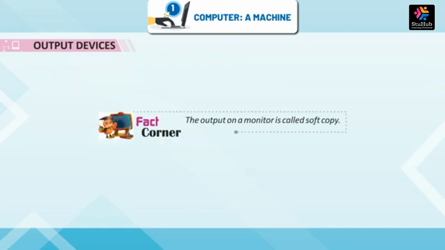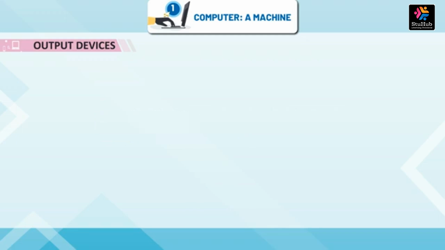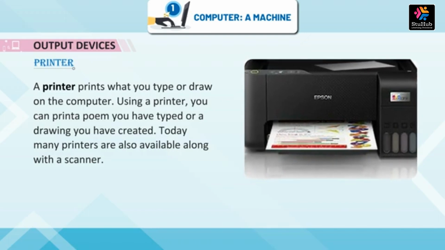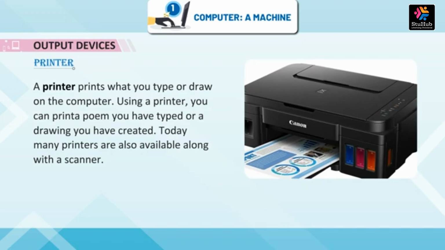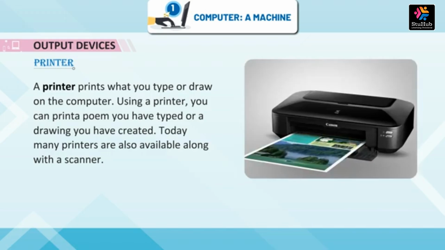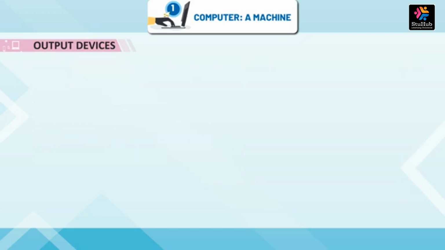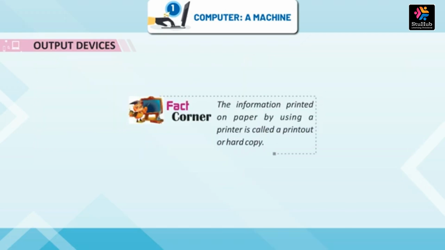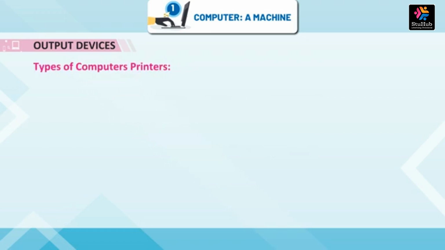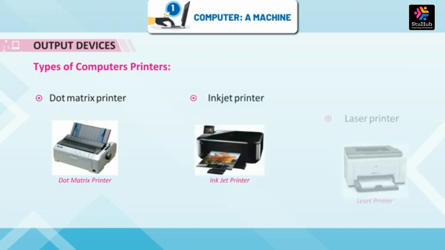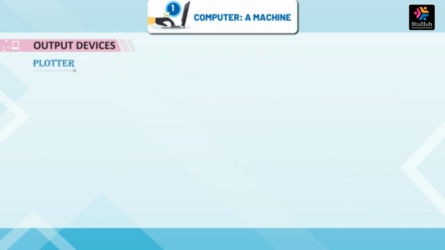Fact corner. The output on a monitor is called soft copy. Printer. A printer prints what you type or draw on the computer. Using a printer, you can print a poem you have typed or a drawing you have created. Today, many printers are also available along with a scanner. Fact corner. The information printed on paper by using a printer is called a printout or hard copy. Types of computer printers: dot matrix printer, inkjet printer, laser printer.